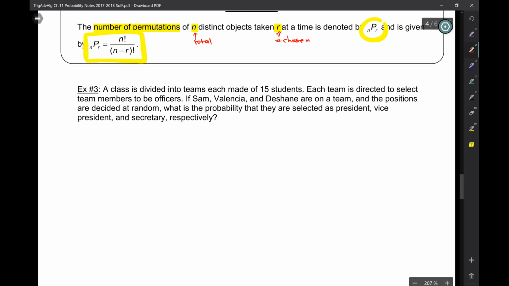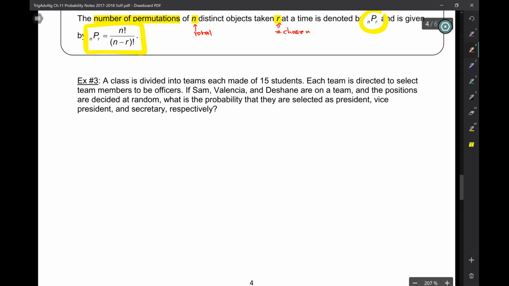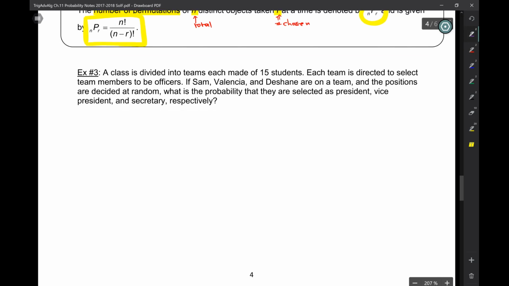A class is divided into teams, each made of 15 students. Each team is directed to select team members to be officers. Sam, Valencia, and Deshane are on a team, 3 people on a team, and the positions are decided at random. What is the probability that they are selected as president, vice president, and secretary, respectively? You're going to assign each of them a random position. What is the probability that Sam gets president, Valencia gets vice president, and Deshane gets secretary?